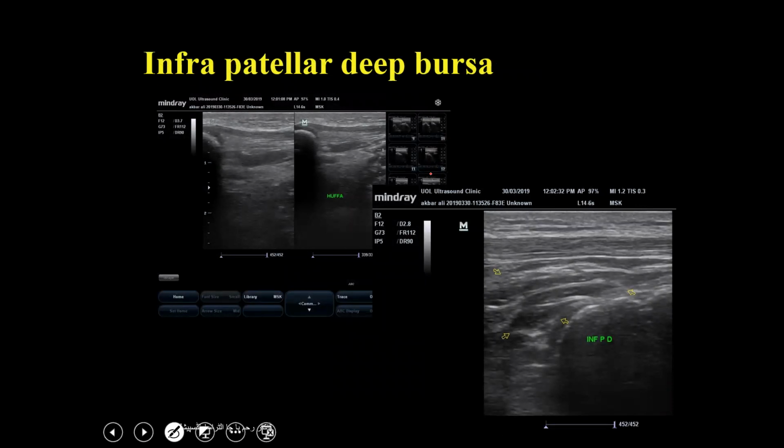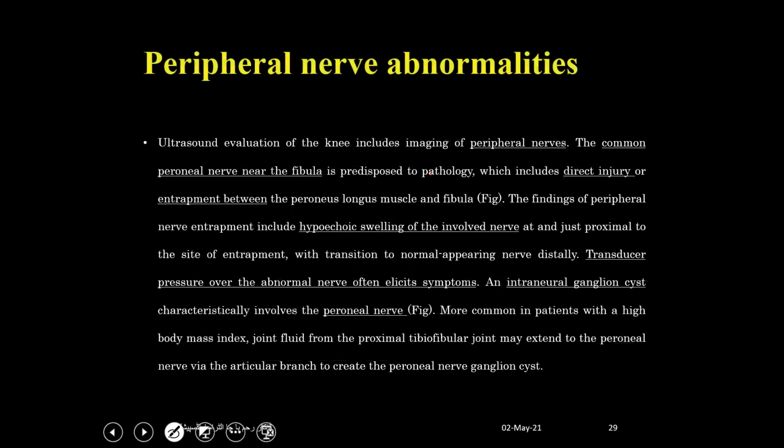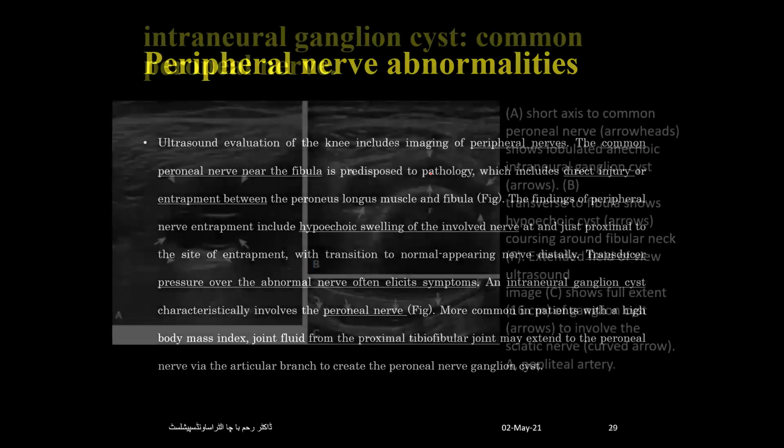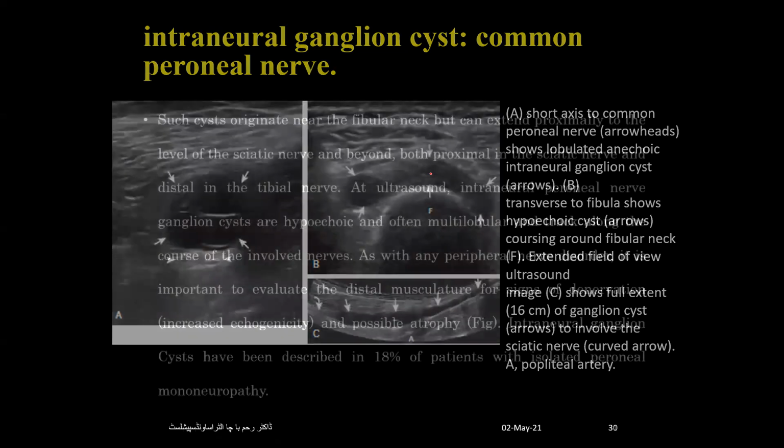Infrapatellar deep bursas, you can have peripheral nerve abnormalities. So in such cases, intraneural ganglion cyst can also be appreciated. This is in the common peroneal nerve in the popliteal region. This nerve appears hypoechoic, and with meticulous evaluation, it can have a cyst with multilobulations.